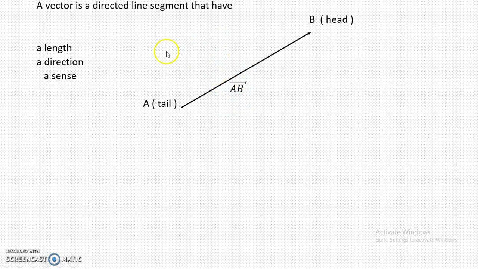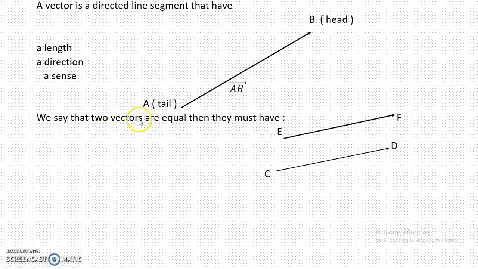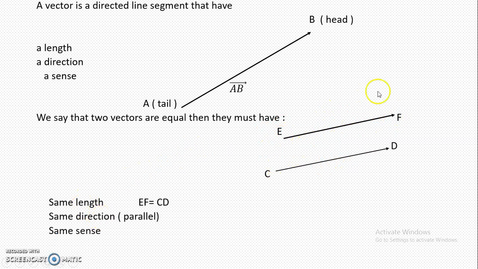Okay, this is its notation. We say that two vectors are equal, for example vector EF and vector CD, then they must have the same length, EF and CD equal, they must be parallel, then the same direction, meaning they must be parallel to each other. Here, as we notice, EF and CD are parallel, with the same sense from E to F, from C to D. Then if EF and CD are parallel and equal, EFDC must be a parallelogram.